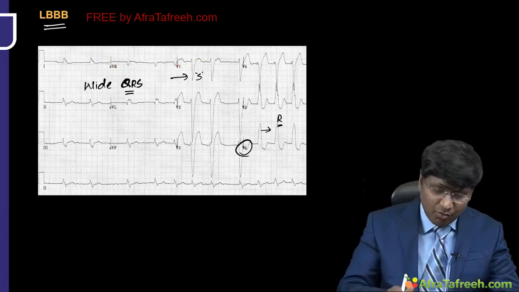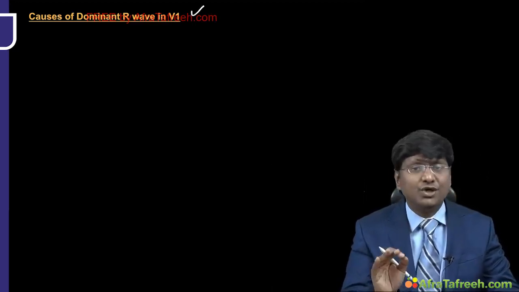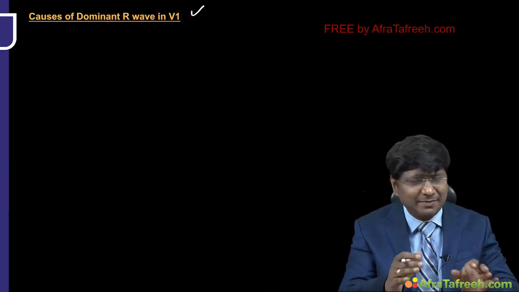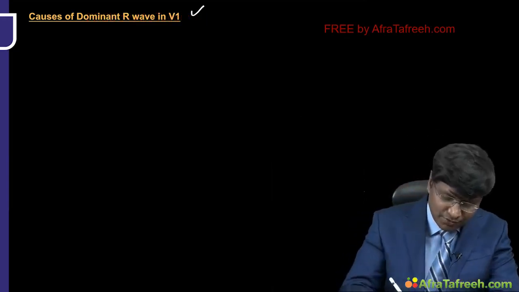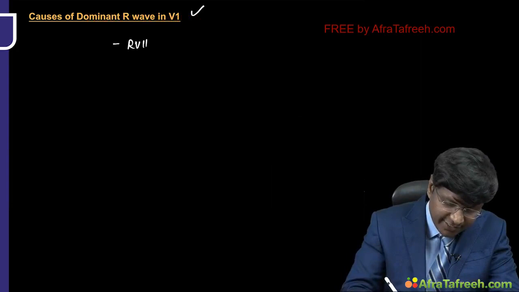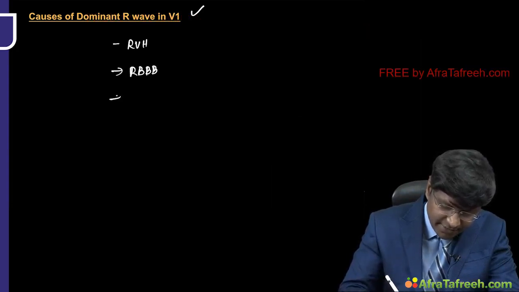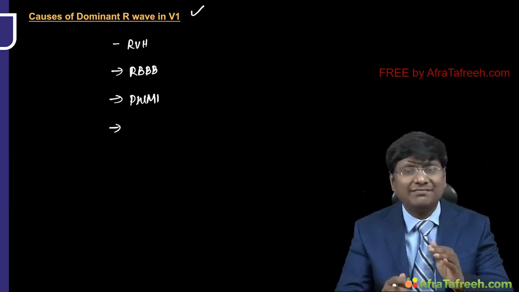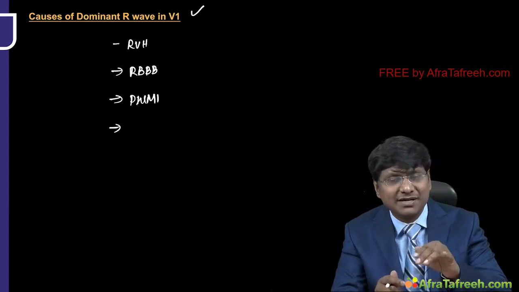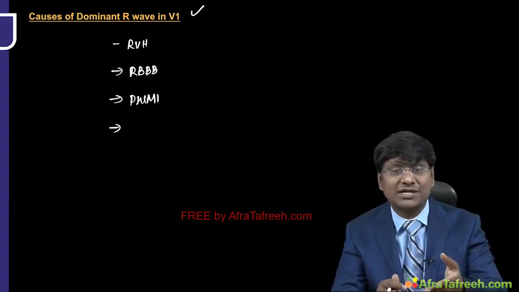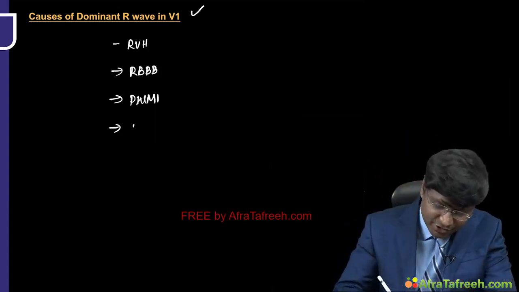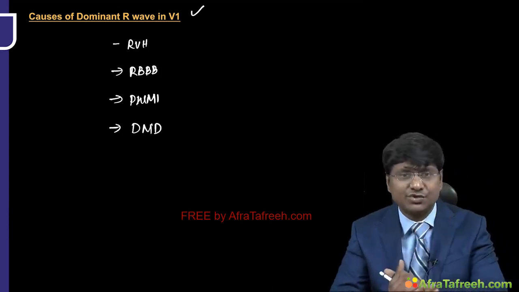Now, what are the causes of dominant R wave in V1? Let me tell you all the conditions. You will have dominant R wave in V1 in right ventricular hypertrophy, in patients with right bundle branch block, in patients with posterior wall MI, and in some congenital disorders also. What are those? Like in patients with Duchenne's muscular dystrophy, which is a congenital muscular dystrophy.